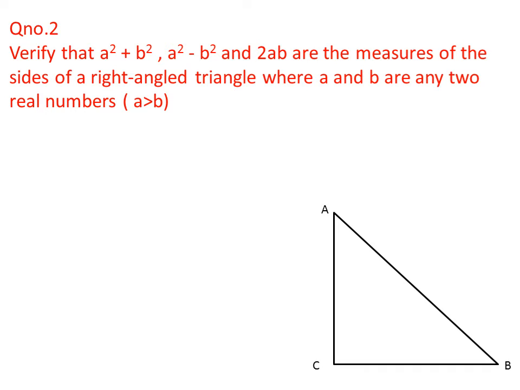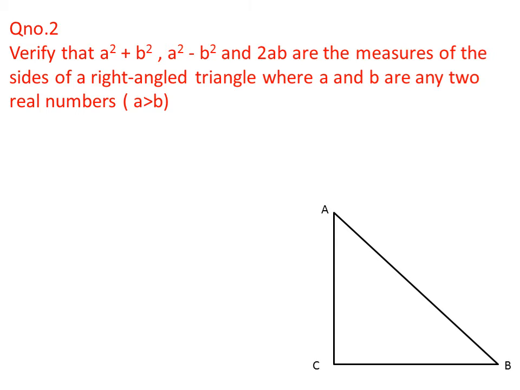Next is question number 2. Verify that A square plus B square, A square minus B square and 2AB are the measures of the sides of a right angle triangle. Here we are given 3 sides of a right angle triangle. The first side is equal to A square plus B square, the second side is A square minus B square and the third side is 2AB, where A and B are any 2 real numbers, and A is greater than B.